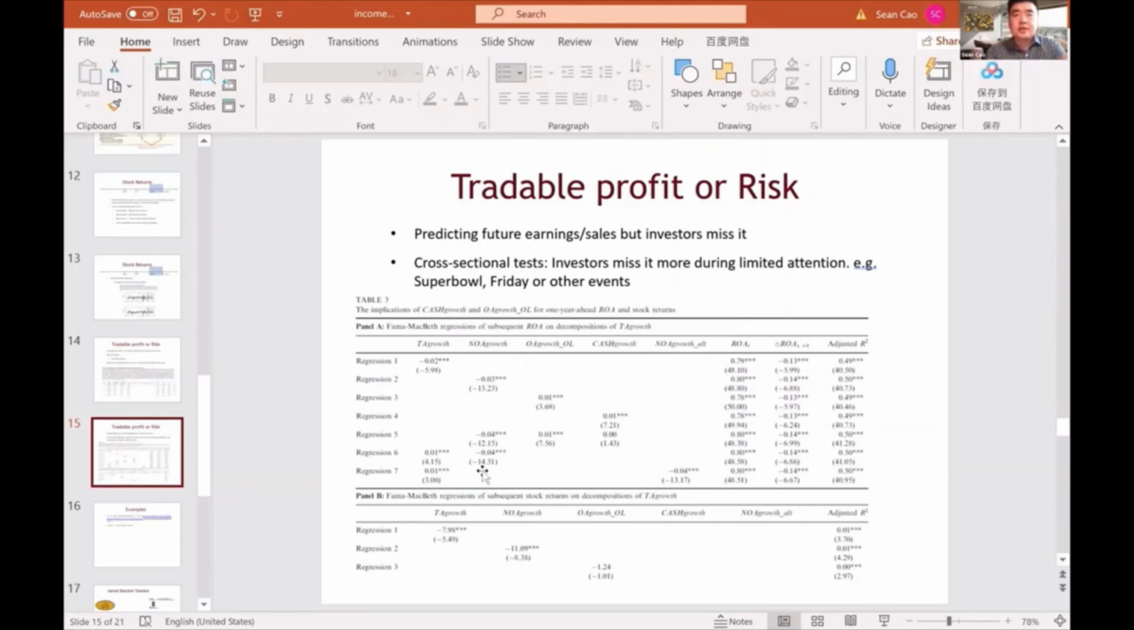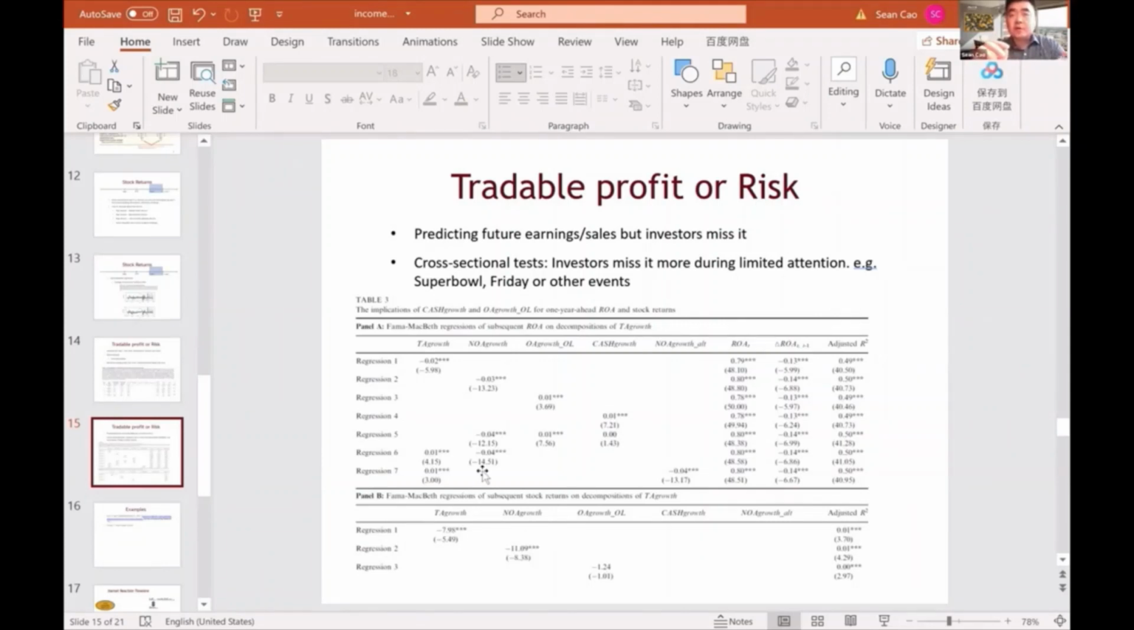You can do some cross-sectional tests, or you can do some scenario tests. So for example, taking back my earlier example, if Apple has a product and the product can predict the future sales, how do I know whether other people know the same information or not? You can divide into different scenarios. For example, during the Super Bowl, you guys know Super Bowl, right? Under the Super Bowl case, everybody watches the game. Nobody takes a look at Apple's financial statements. Nobody looks at what kind of product Apple is doing.